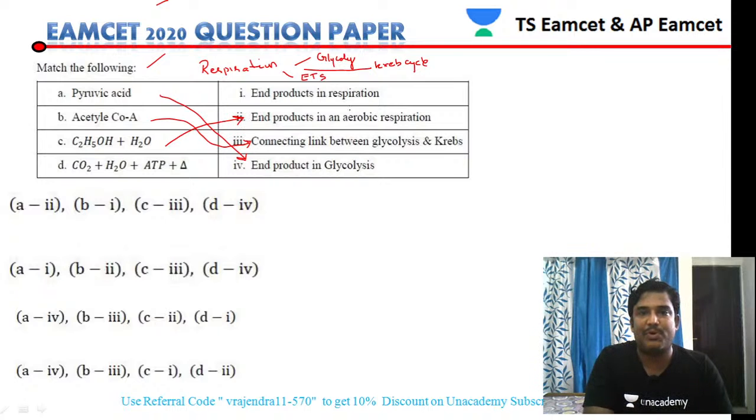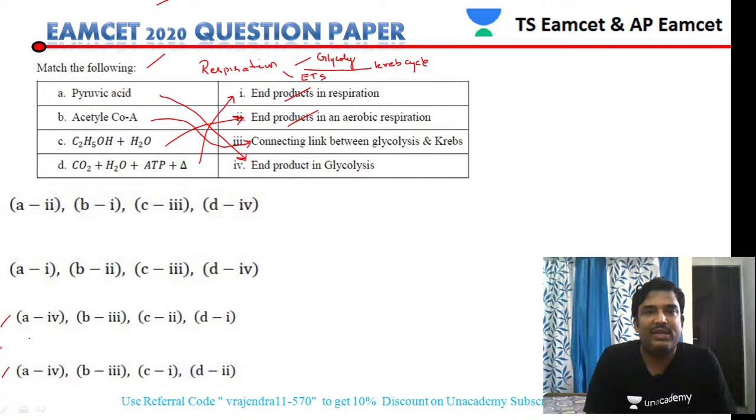So ethyl alcohol is the end product of anaerobic respiration. Then carbon dioxide plus H2O plus ATP is the end product of aerobic respiration. Based on that we have to identify our answer. So pyruvic acid is option 4, and we can see here option 4 is also present.